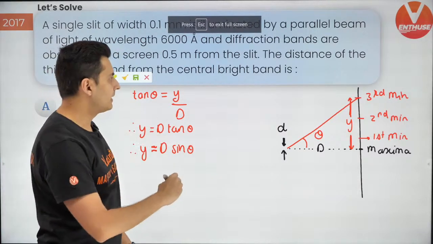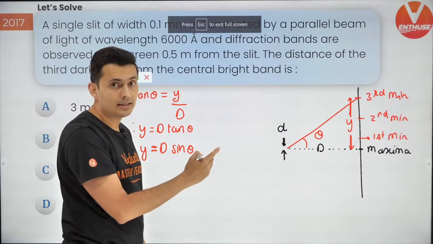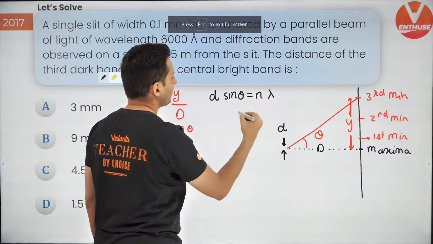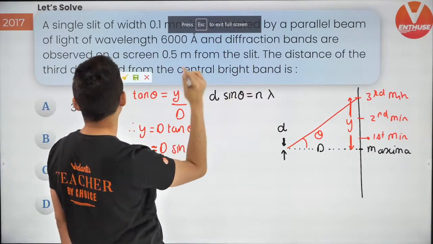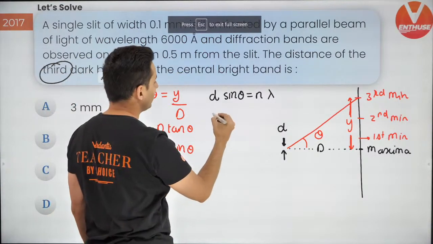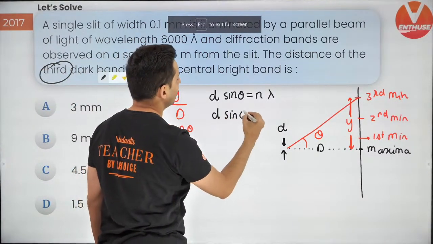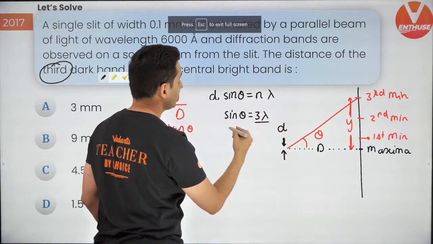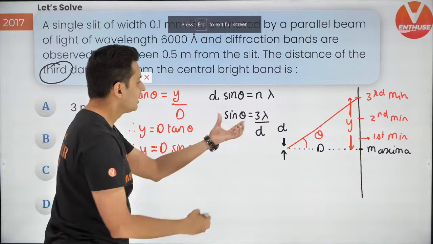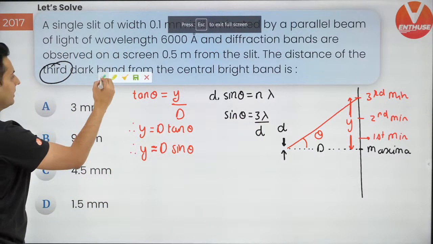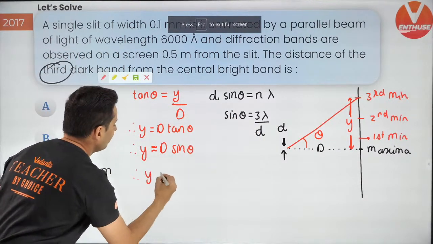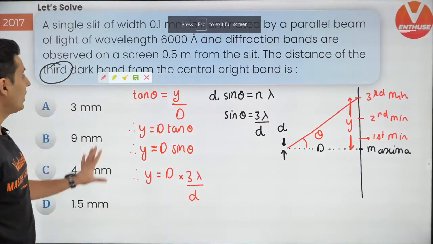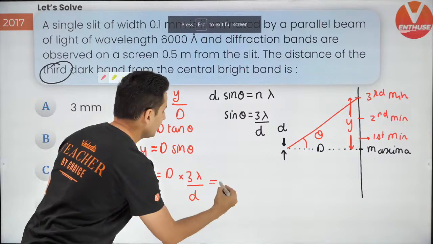Now the next part: remember the formula of single slit diffraction? I just told you, small d sine theta is n lambda. Which dark band are we talking about? We are talking about the third dark band. That means small d sine theta is 3 lambda, so sine theta is 3 lambda by small d. Just substitute it over here and you will get the answer, guys. So y will be equal to D multiplied by 3 lambda by small d. Now you know everything in the problem, just substitute.